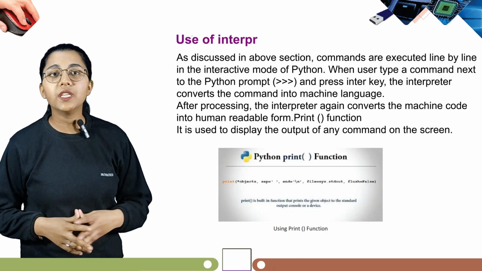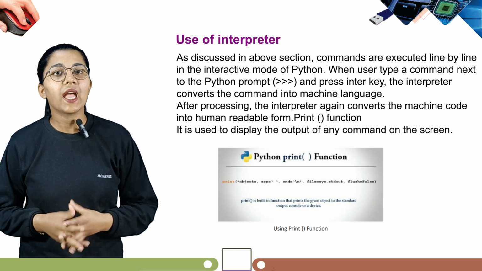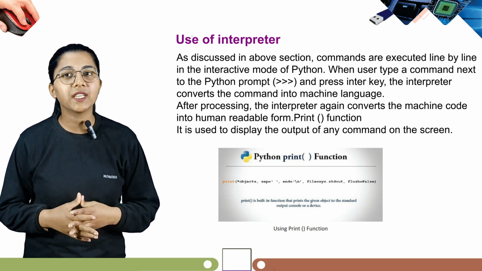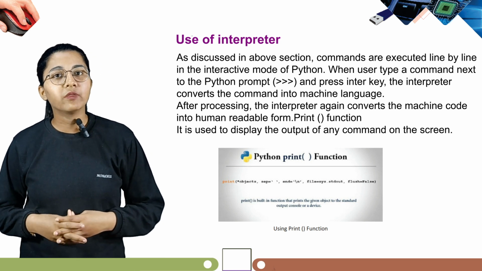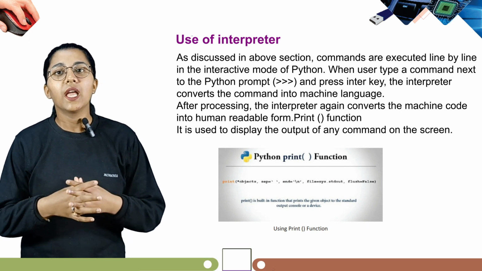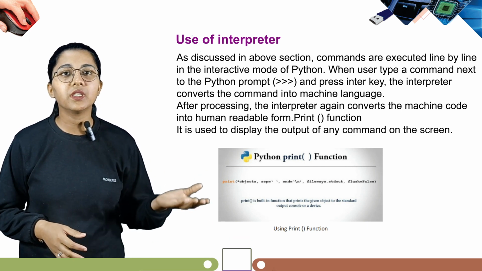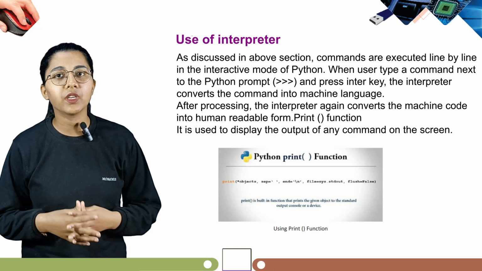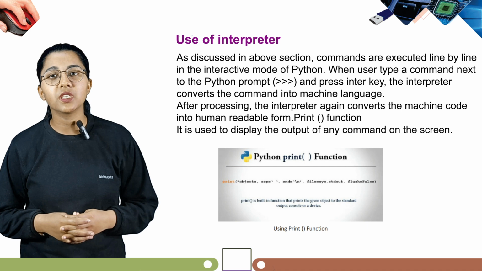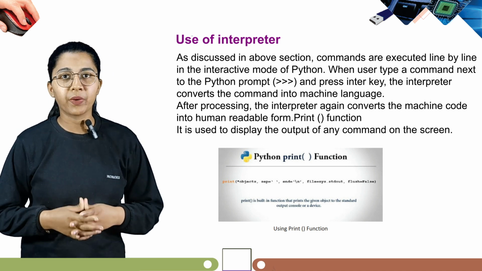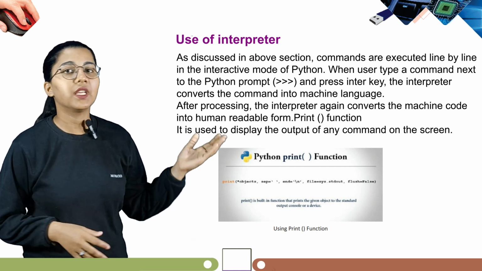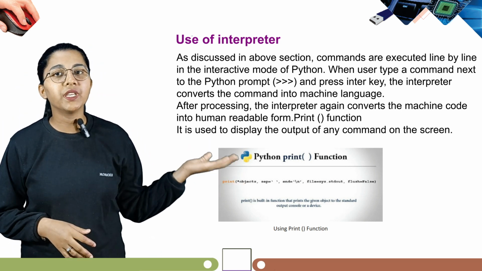Now let's read about the use of the interpreter. As discussed in the above section, commands are executed line by line in the interactive mode of Python. When the user types a command next to the Python prompt and presses the enter key, the interpreter converts the command into machine language. After processing, the interpreter again converts the machine code into human readable form. The print function is used to display the output of any command on the screen, and here you can see the interface of using the print function.